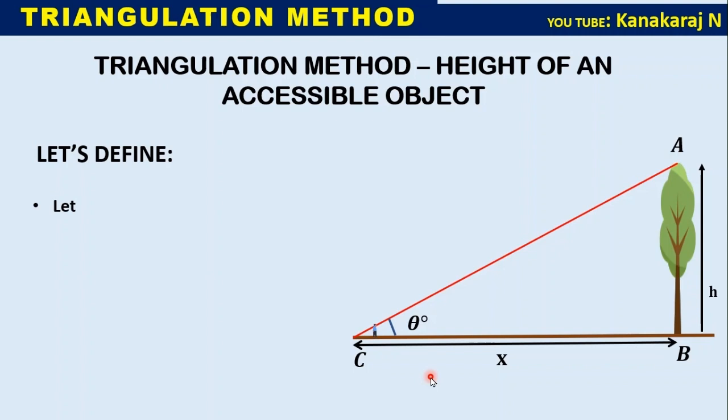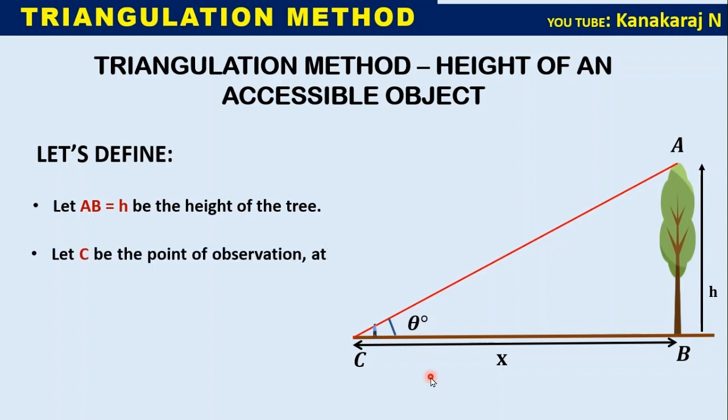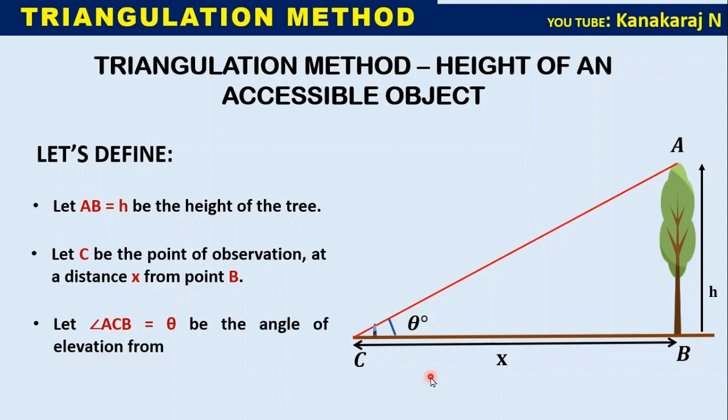Let's define. Let AB equals h be the height of the tree. Let C be the point of observation at a distance x from the point B. Let angle ACB equals theta be the angle of elevation from the point C.